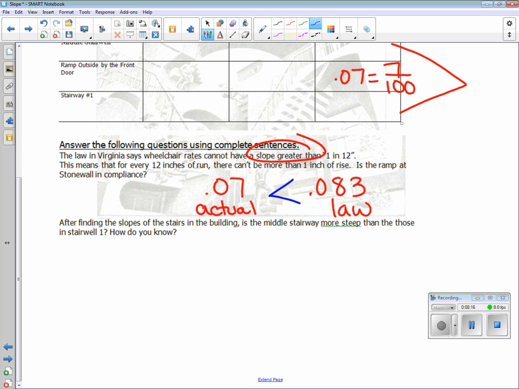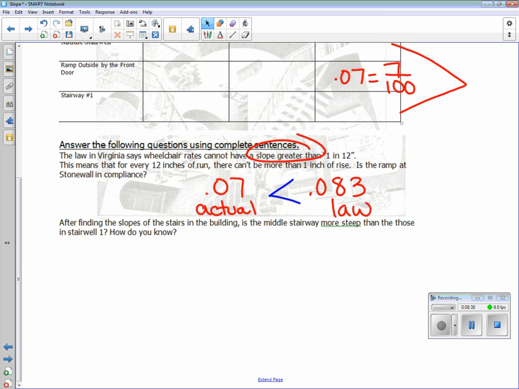We are within compliance. So hopefully that's a sentence that you wrote. Okay? If not, you should change it because it is. All right? So we are, in fact, in compliance. Our slope, we measured it. It is less than what the law dictates it should be. Okay? Cool. Excellent.